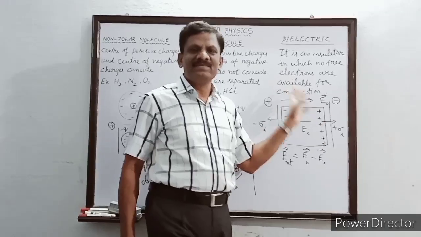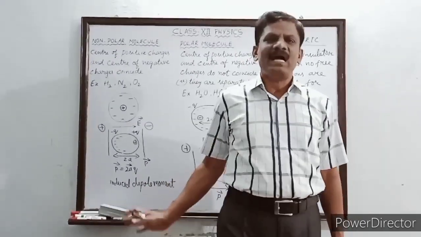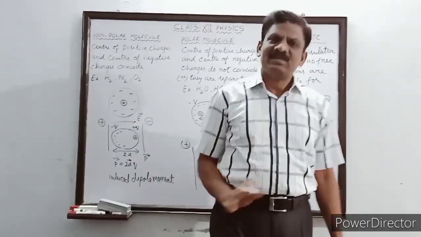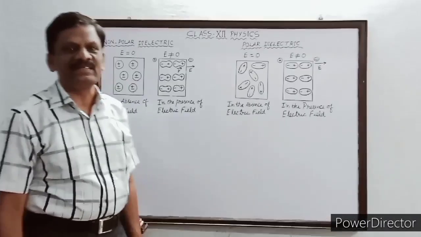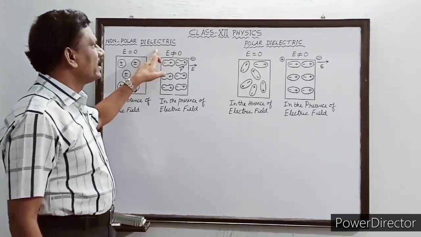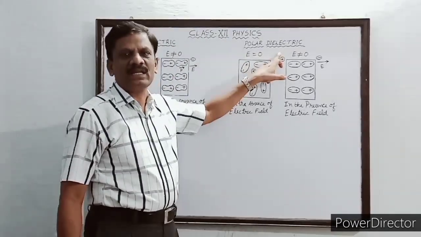Understood? Okay students, now we are going to the next topic. I hope you must have understood all this. Shall we proceed? Okay. The two types of dielectrics are non-polar dielectric and polar dielectric.